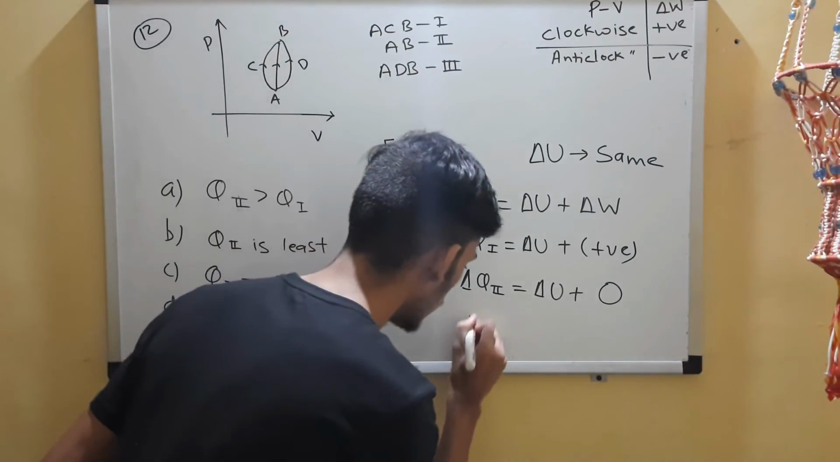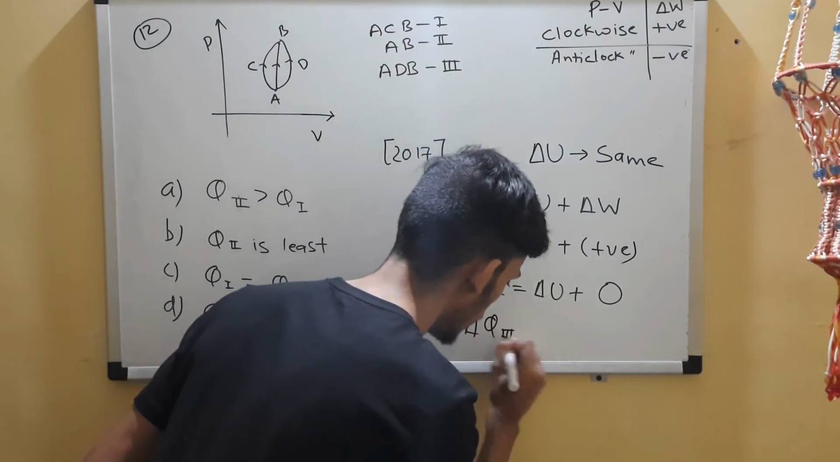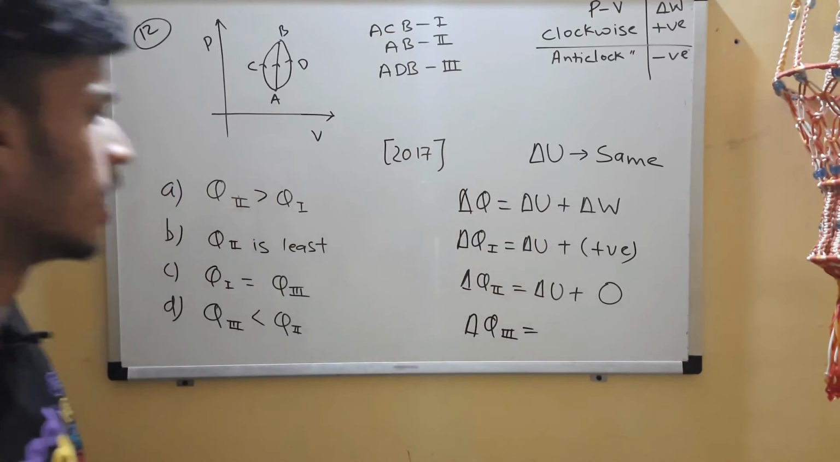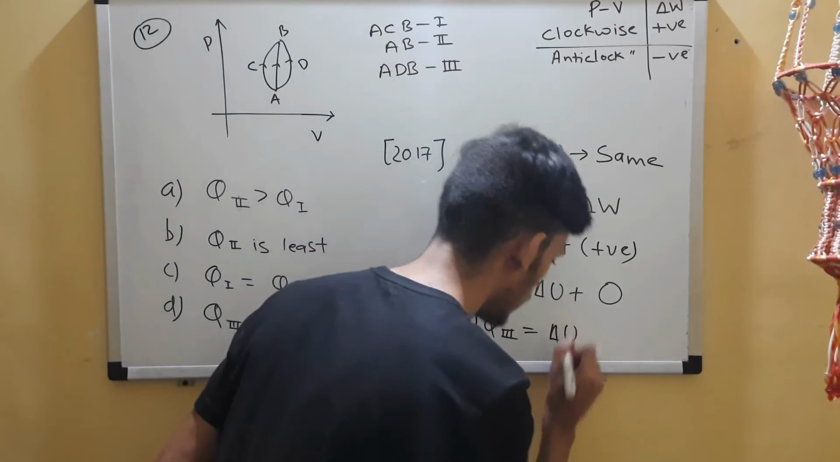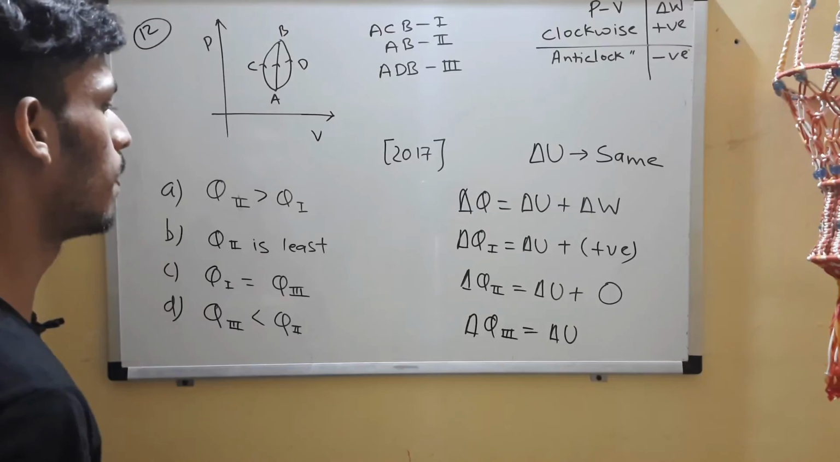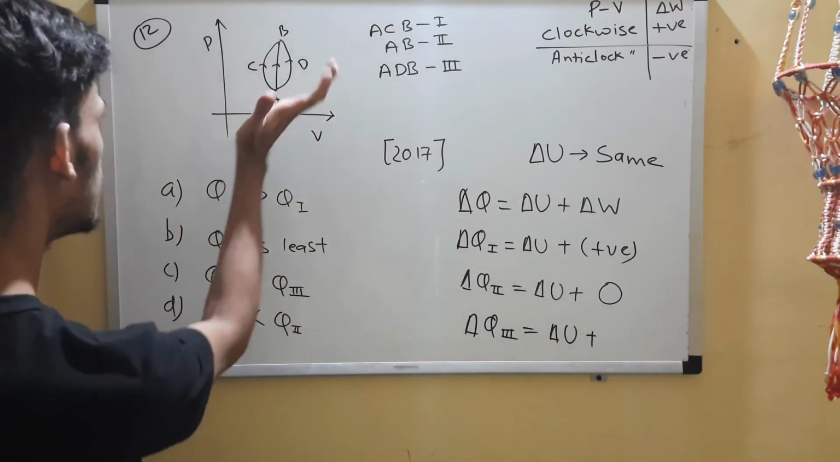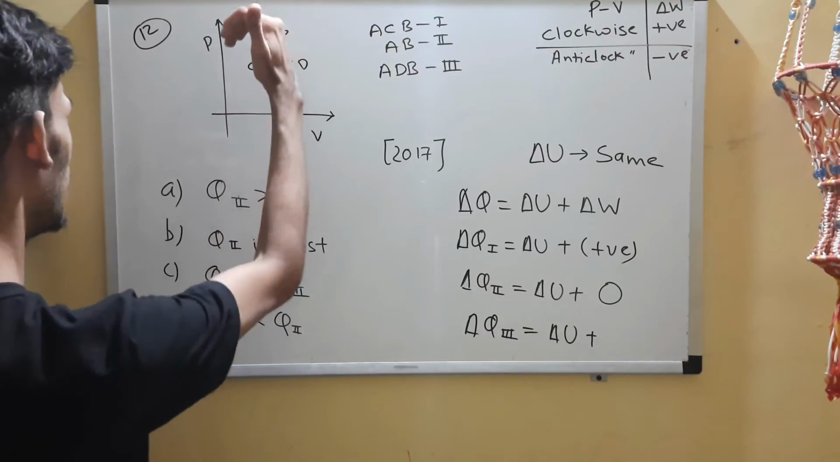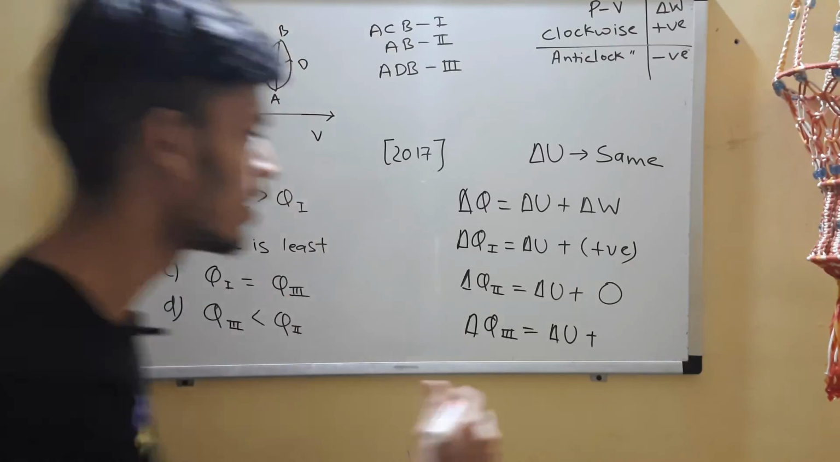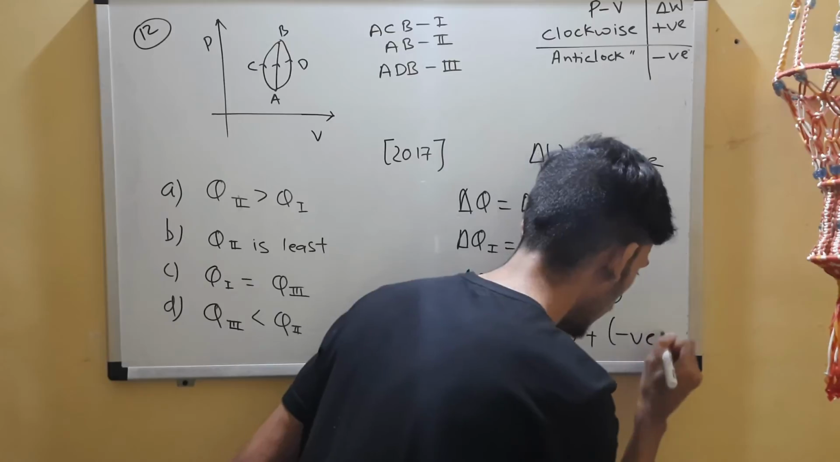Now let's find the heat in the third process, since we want a relation between them, right? So internal energy, same as the other two, plus the work done. What will be the work done in this case? It is anti-clockwise. You can see that ADB, this third cycle, is anti-clockwise. Work done will be something negative, right?